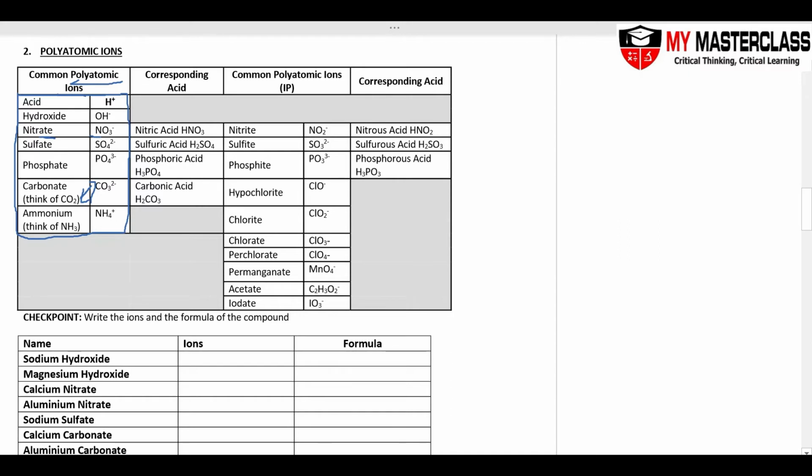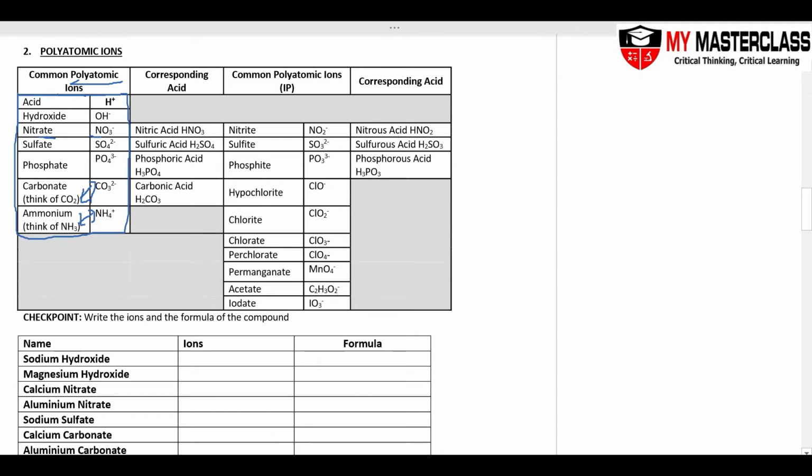Ammonium, NH4 plus, always think back ammonia formed in a chemical reaction. So you have ammonium, give me ammonia, ammonia will give me back ammonia. Always think of it this way. Okay, ammonia is our pungent gas. You will be testing this gas in the lab moving forward.